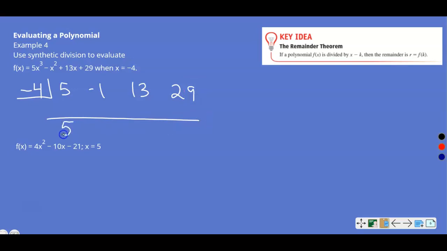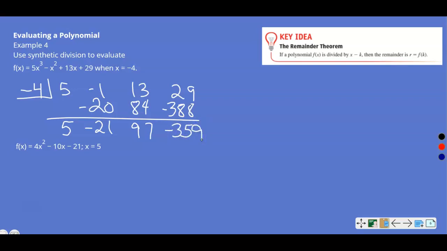Bring down the 5. Multiply. Add. Multiply. So -4 times -21 is +84. Add, I've got 7, 8 and 1 is 9. -4 times 97, -388. And you can do 29 minus 388 is -359.